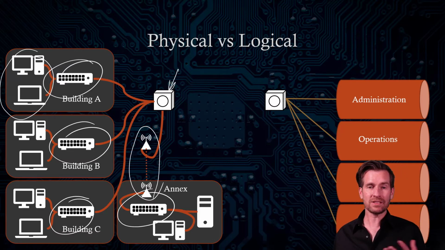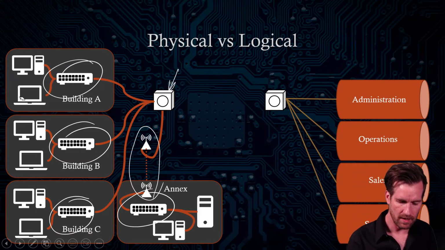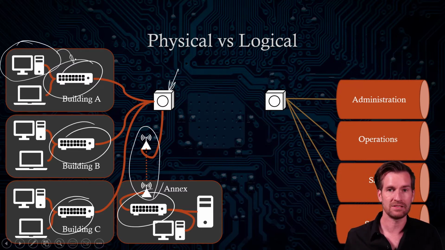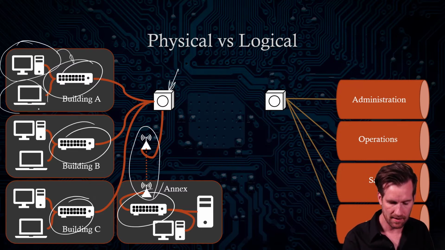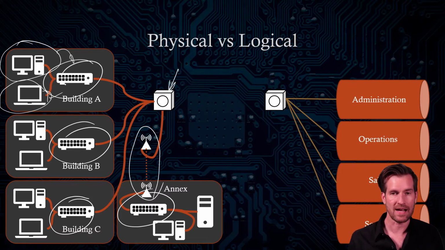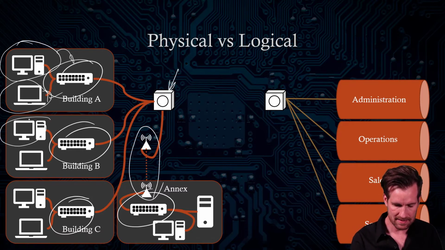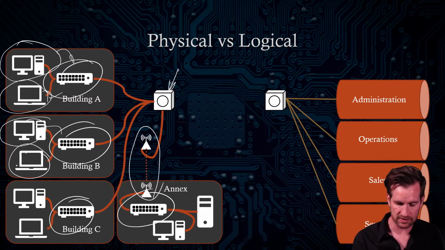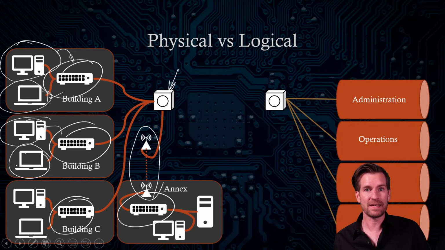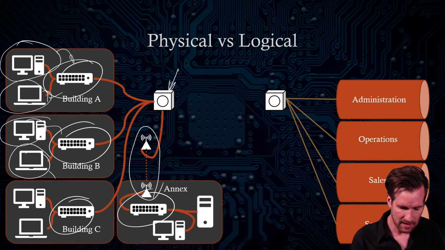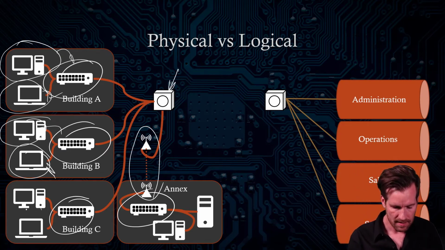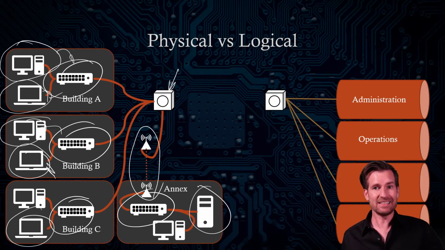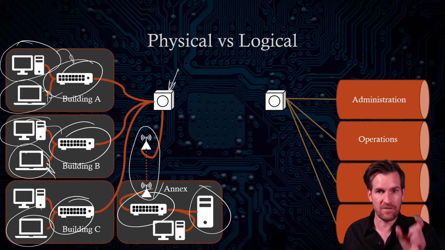However, when I actually look at those different buildings, as I mentioned before, perhaps this is a sales machine right here, and it's going to connect to the sales VLAN. Perhaps this right here is an operations machine, and it's going to connect to the operations VLAN. Perhaps this is administration, and it's going to connect to an administration VLAN. And this is another sales laptop right here. And so because of that, this machine is going to connect to all the other sales machines that are on this network. That is going to look a little different than the way it's physically set up.